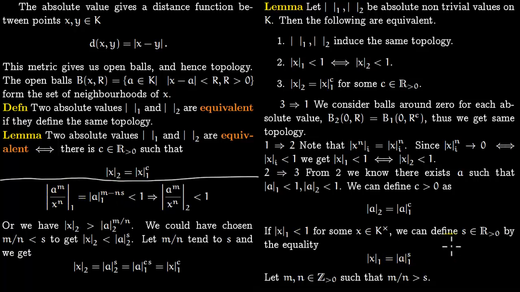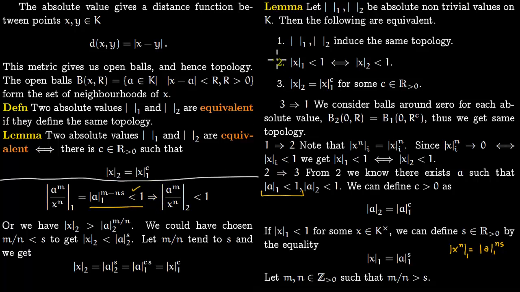First notice that you can raise this to the power of n. If I raise this to the power of n, here you will have ns. So now you take a to the m, divide by x to the n, that will be a to the m, and you're dividing by this a again, absolute value 1. So you get m minus ns. And this is less than 1 precisely because we started with this less than 1 here.